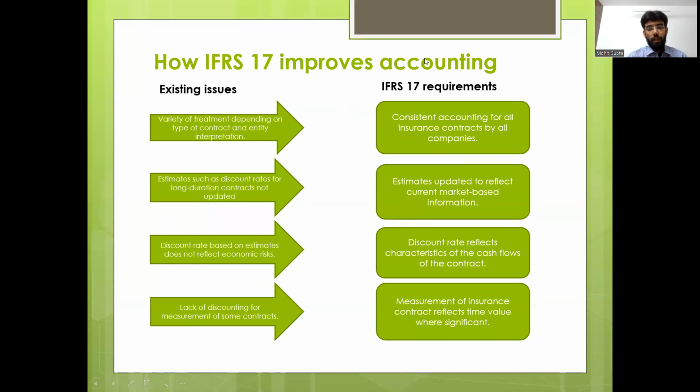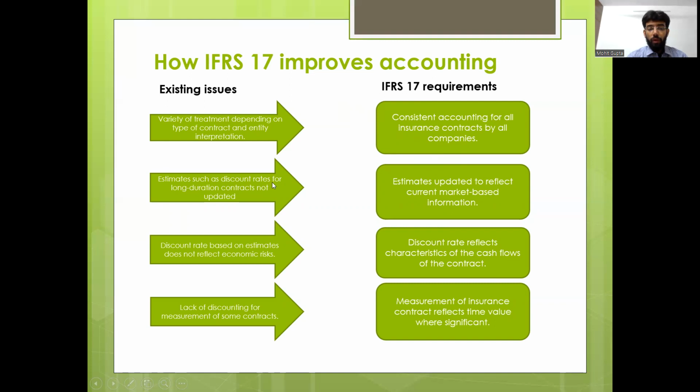How IFRS 17 improves accounting. So existing issues, we know that a variety of treatment depending on type of contract and entity interpretation. IFRS 17 requirements, consistent accounting for all insurance contracts by all companies. As yesterday I have discussed that different accounting policies are used in previous IFRS 4, and different methods are used for the calculation of insurance liability. And this is the reason that the financial statements will not be comparable across different geography, different companies, and different entities. So IFRS 17 will cover all these issues.